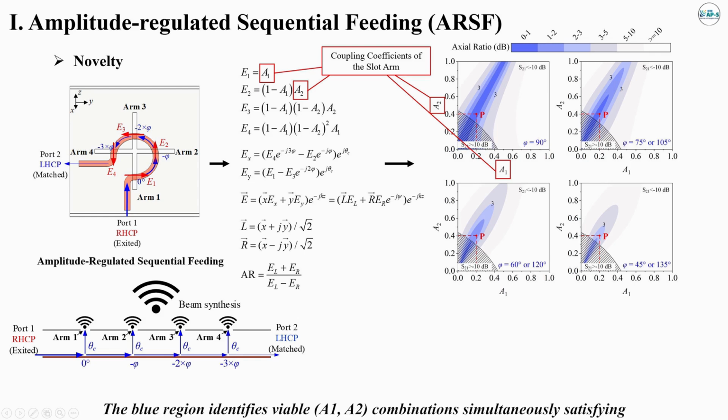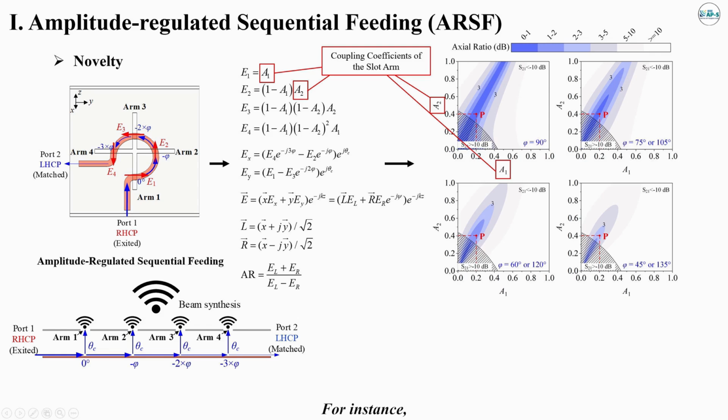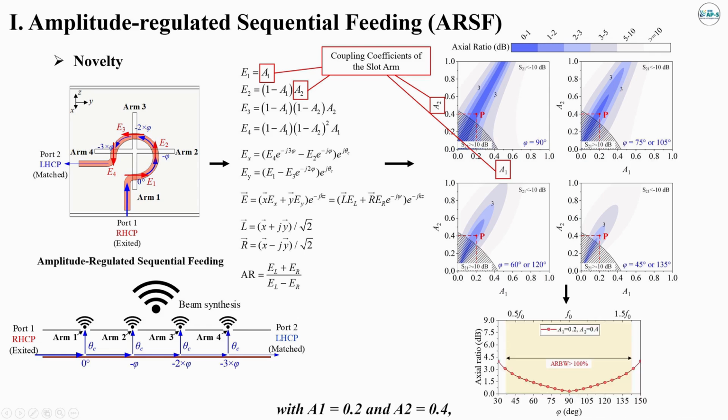The blue region identifies viable A1, A2 combinations, simultaneously satisfying the 3 decibel AR and the high radiation efficiency, demonstrating multiple coefficient pairs can achieve CP. For instance, with A1 equals 0.2 and A2 equals 0.4, CP performance is maintained across phi equals 37 degrees to 143 degrees, corresponding to over 100% relative bandwidth.